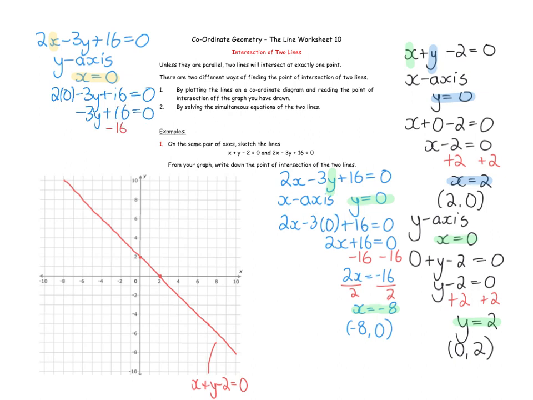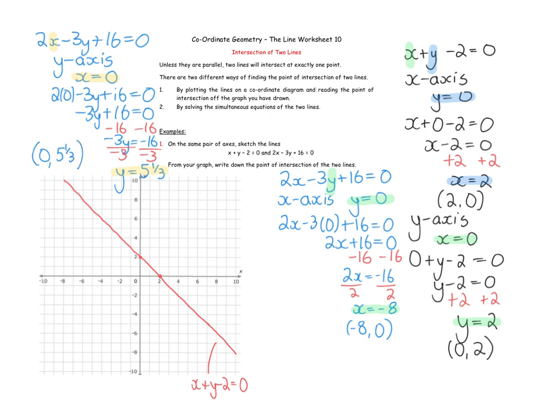We can take 16 from both sides. We'll be left with minus 3y is equal to minus 16, and then divide both sides by minus 3. We'll be left that y is equal to 5 1/3. Getting the point from that, we know that x is equal to 0. We now have that y is equal to 5 1/3.